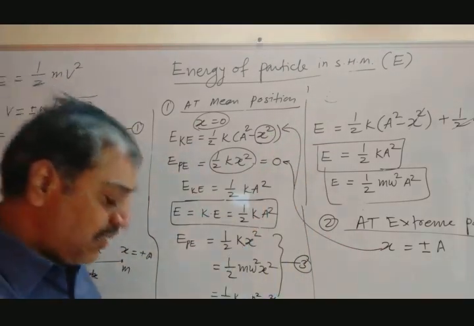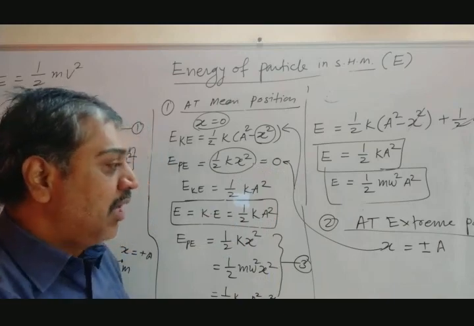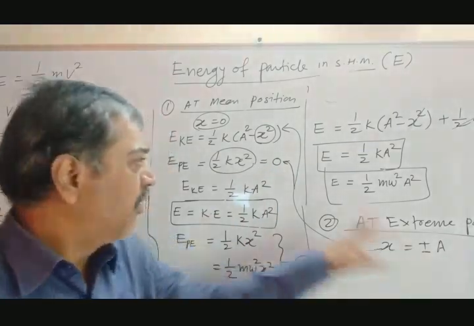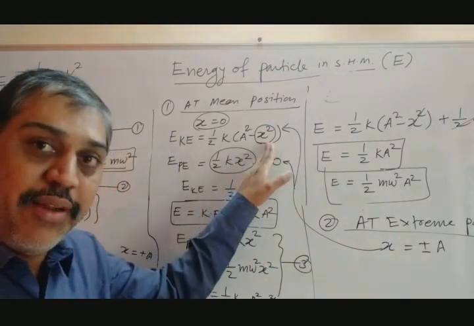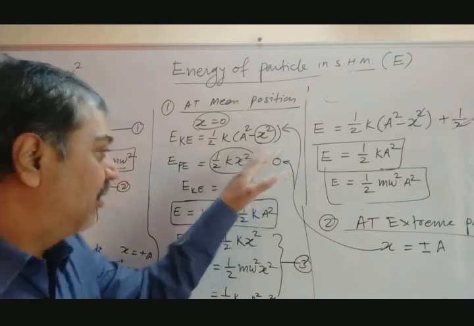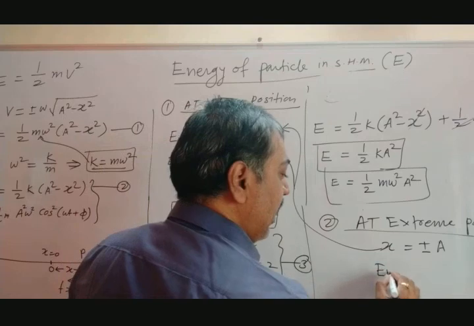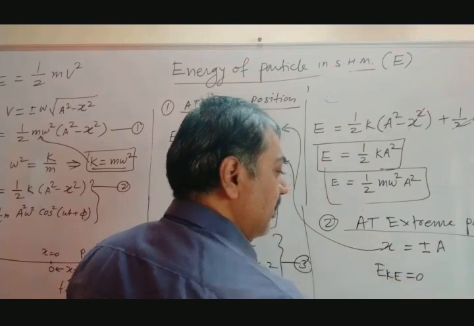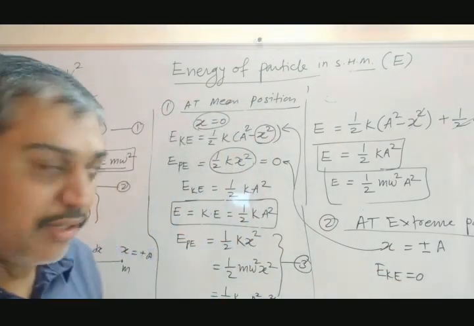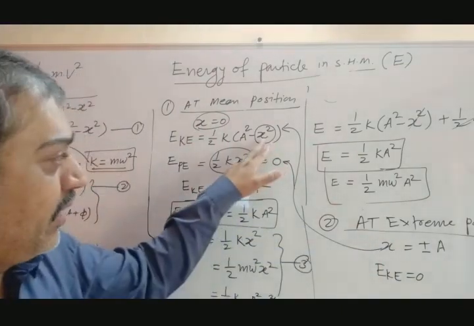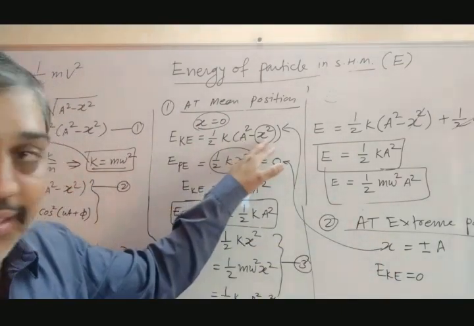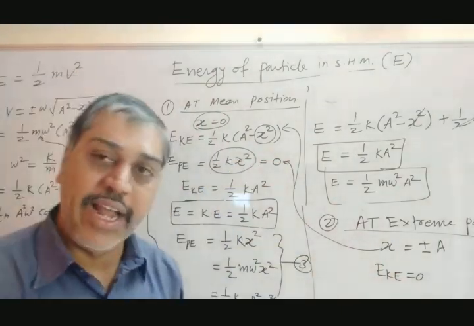As x equals plus or minus a, x square is what? a square. So a square minus a square is 0. That is the kinetic energy. So at extreme position, the kinetic energy of the particle is 0. Is that clear? Because if you put x equal to a here, a square minus a square is 0. So kinetic energy is 0.